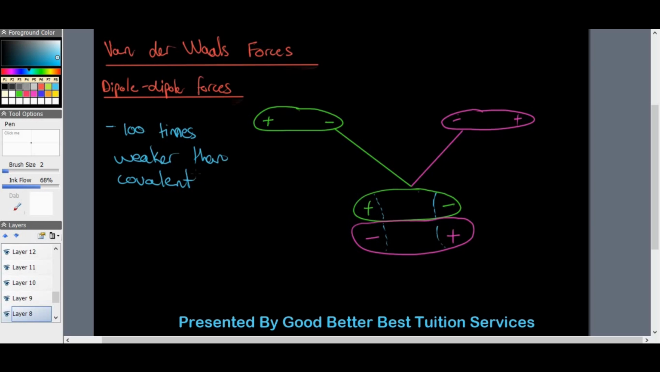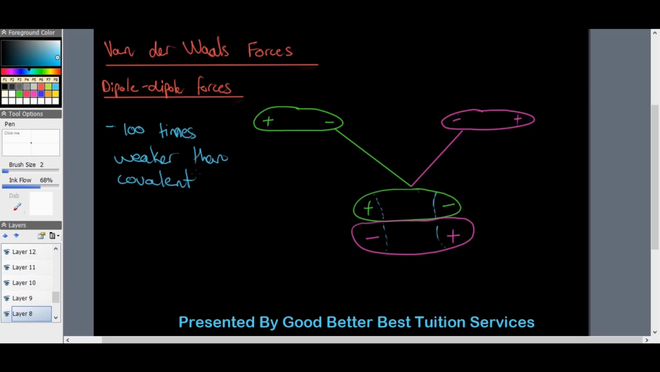If they're very far apart, the forces between the molecules are obviously very weak. The force of attraction is not that strong. But if they're quite tightly held together, then they have quite strong intermolecular forces. A special case of dipole to dipole forces, however, is hydrogen bonds.